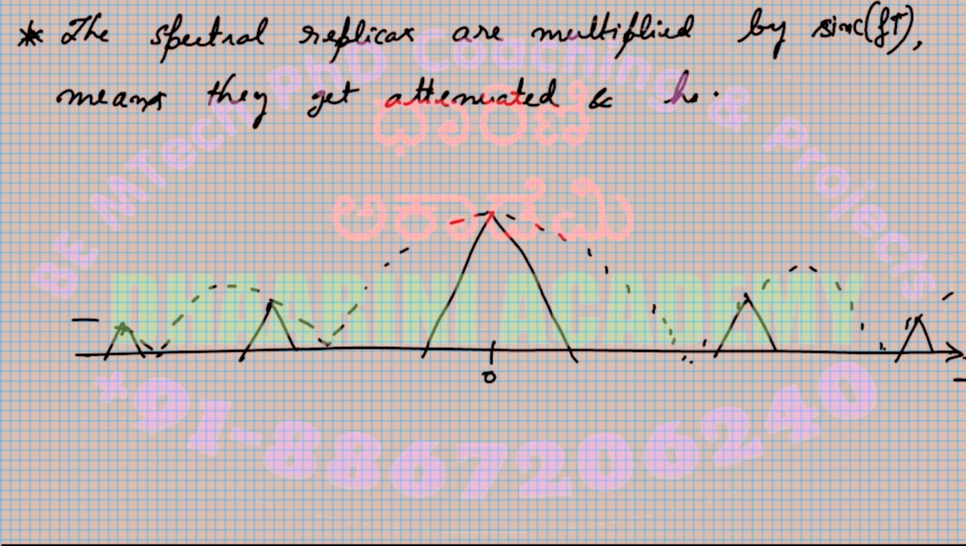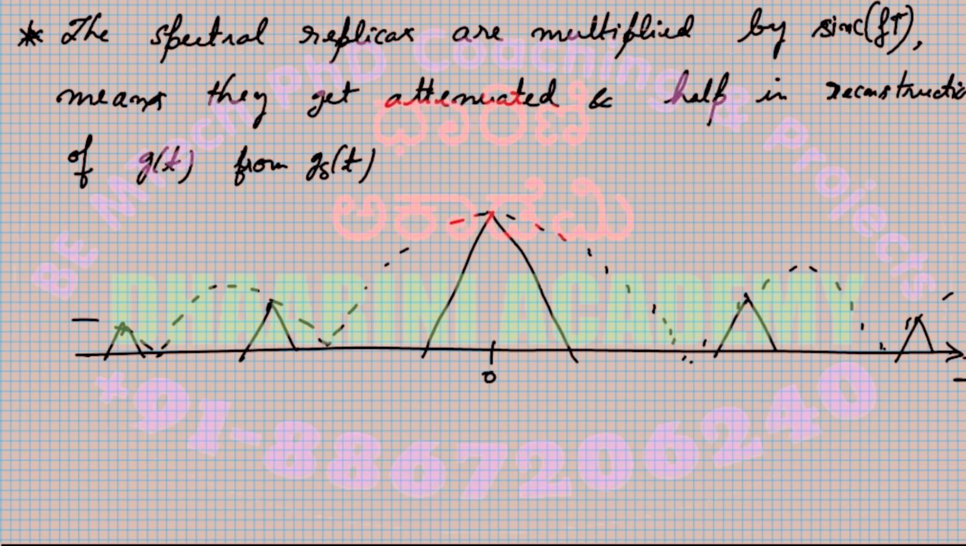They get attenuated and they help in the reconstruction of g of t from the g delta of t.